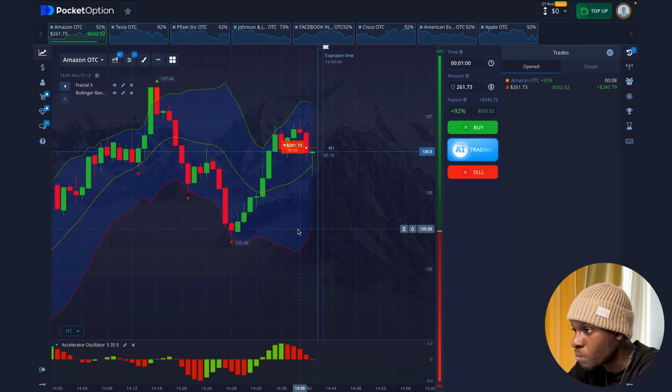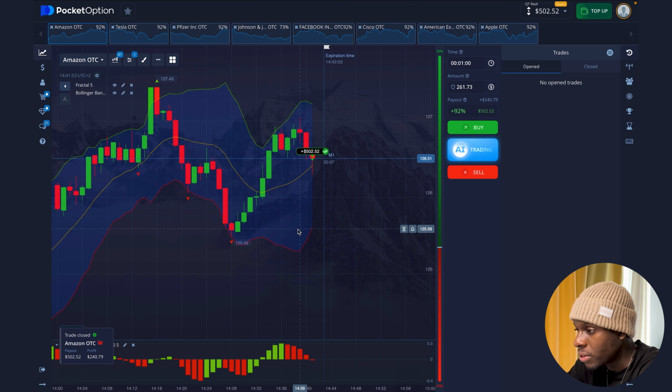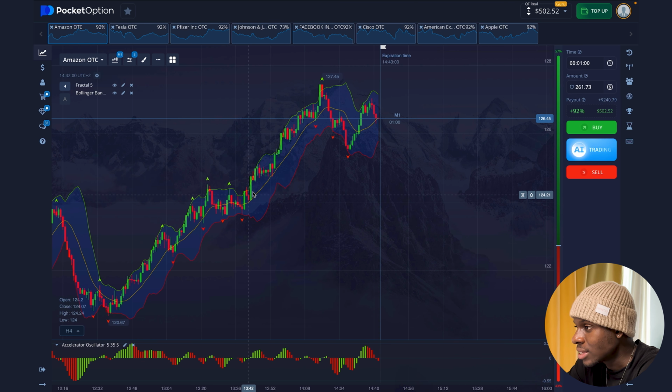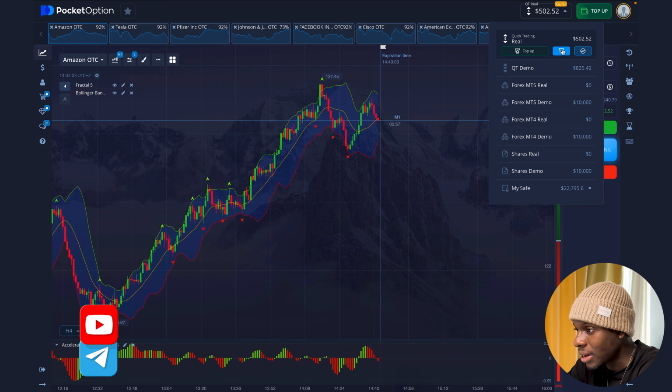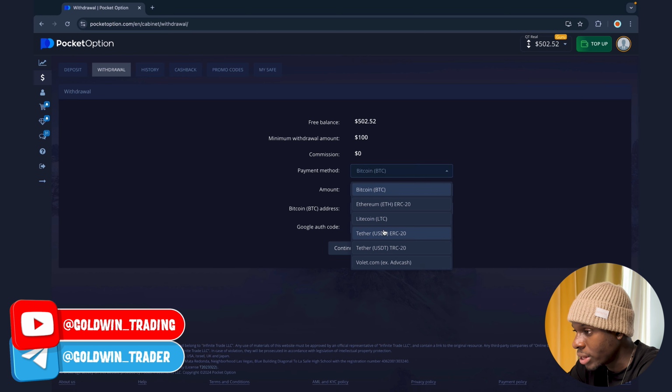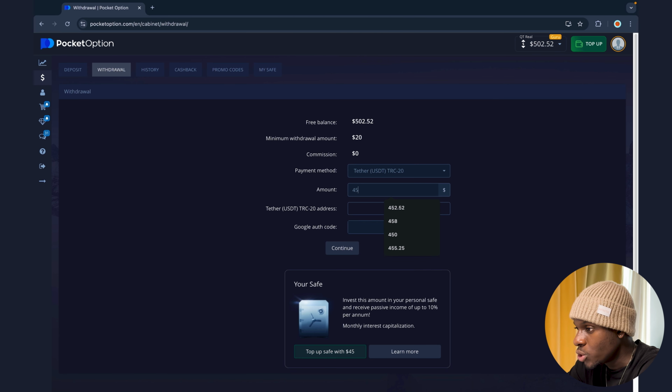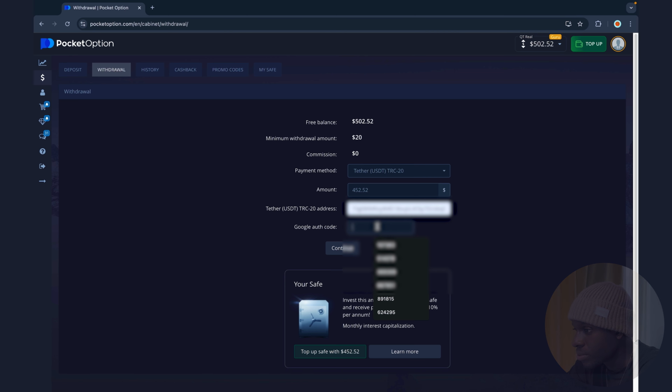Still, I was hoping for a more confident close. I don't like when the price goes around my entry point, but nonetheless, we got this one. Lock this one in, guys, and that was the last trade for the day. That's a good balance, guys. I am satisfied with the results. I'm just gonna go ahead and withdraw. Total profit, guys, $450, give or take. Let's put that in.